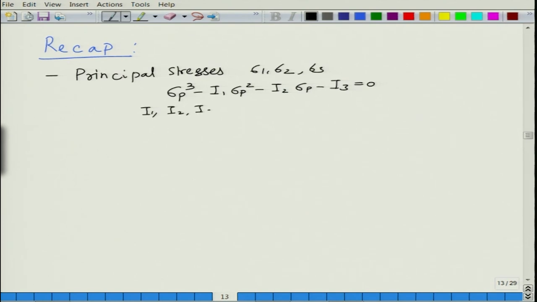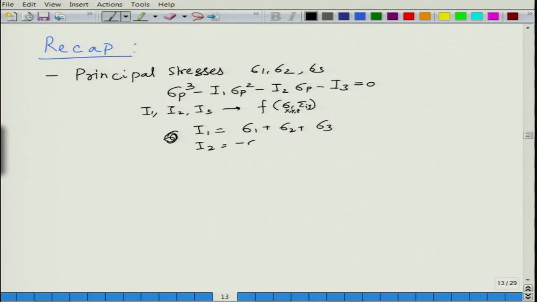So, I 1, I 2 and I 3 are functions of normal and shear stresses, sigma x, y or z and tau i j. You can calculate the three values of sigma p. These three values of sigma p are nothing but the magnitudes of sigma 1, sigma 2 and sigma 3, and I 1, I 2 and I 3 are also related to these values. So, I 1 is equal to sigma 1 plus sigma 2 plus sigma 3. You can cross check that I 1 was also equal to sigma x plus sigma y plus sigma z. So, all these values should match.